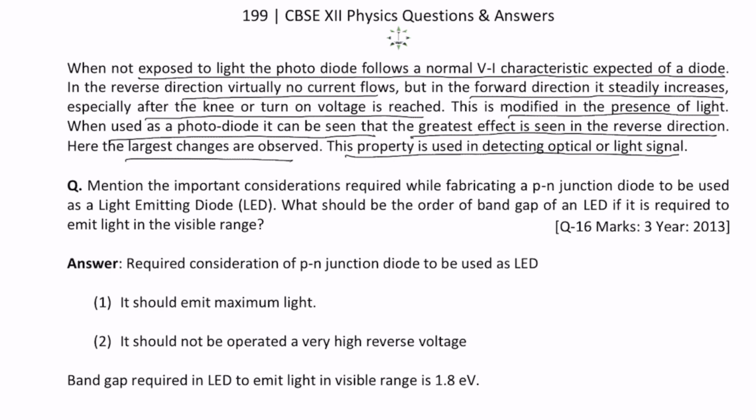Okay, so we have a special type of diode which operates in the reverse biasing condition called a Zener diode. Okay, so next.